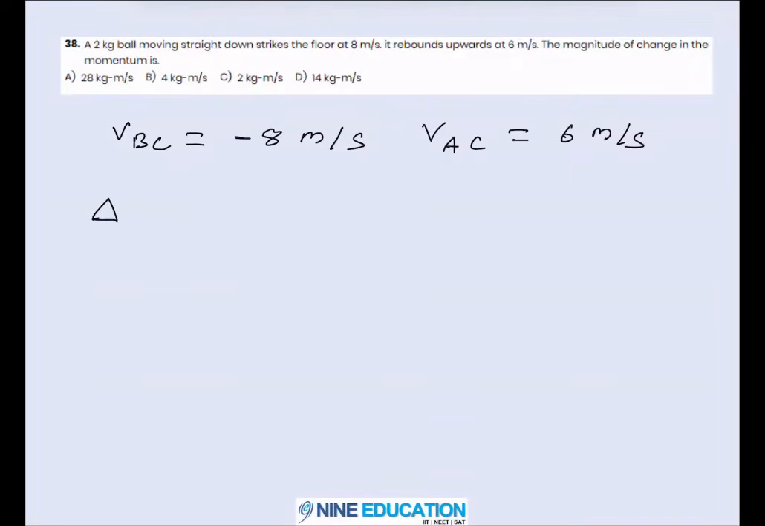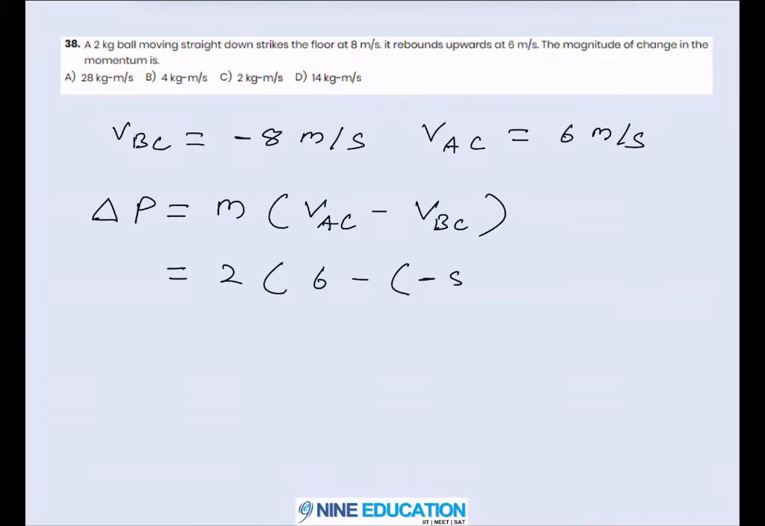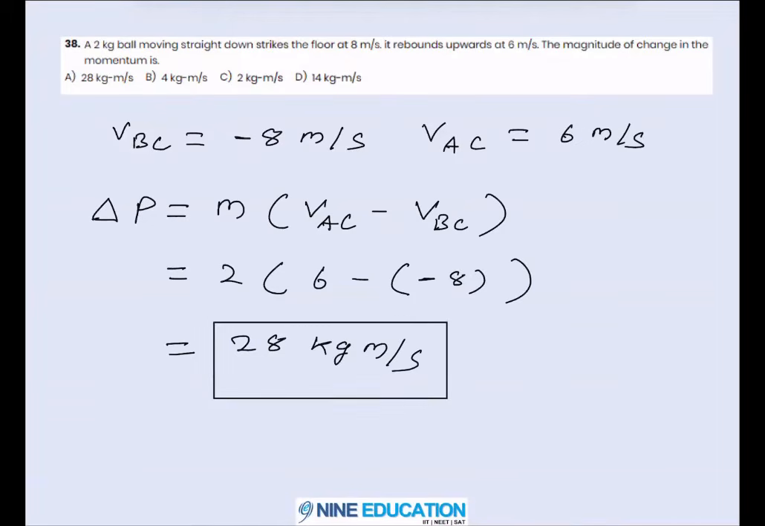Now again, if I want to calculate the change in momentum, it will be mass into the velocity after collision minus the velocity before collision. So mass is how much? Mass is 2 kg. So 2 kg into velocity after collision is 6, while velocity before collision is minus 8. So the answer will come out to be 2 into (6 plus 8), which is 28 kg meter per second. Option A.